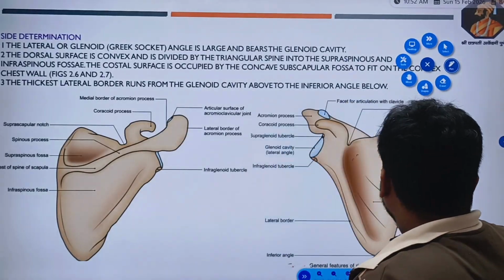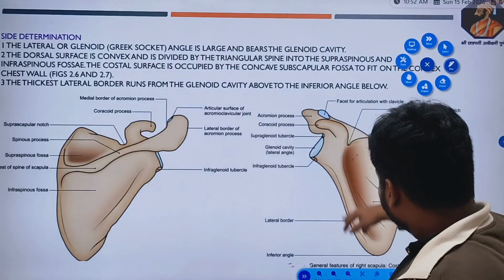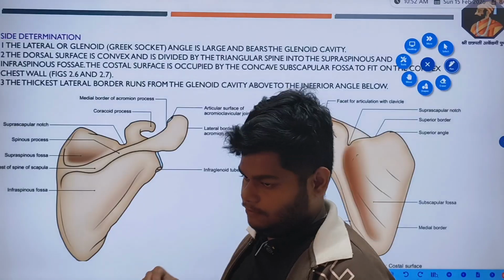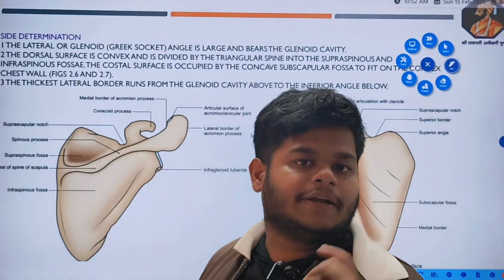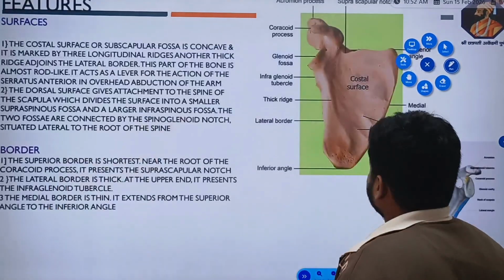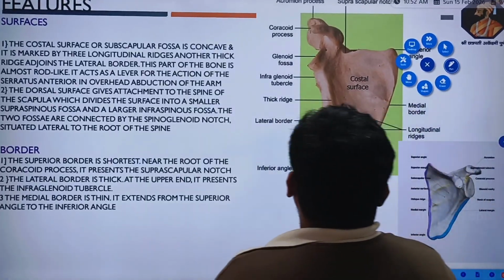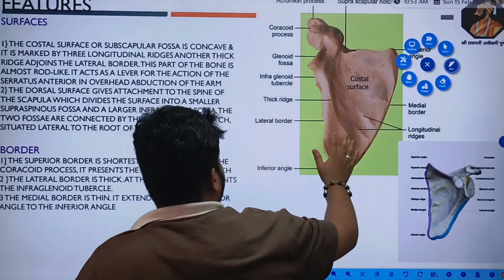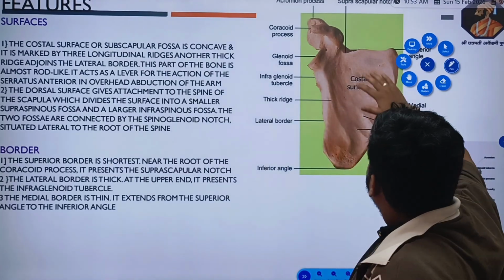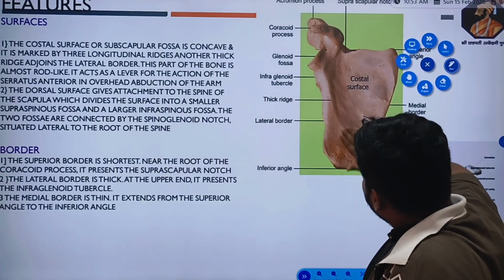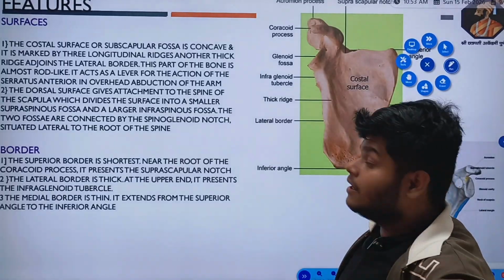Now the lateral border is the thickest border. That can also be a point of side determination. Okay. Now the features. There are two surfaces. This is the costal surface or ventral surface. It is concave forwards. So here there is a muscle attachment. We can see it further.